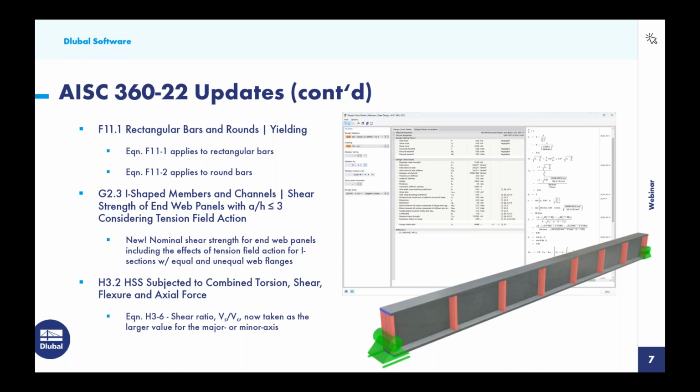And finally, we have section H3.2, HSS subjected to combined torsion, shear, flexure, and axial force. There's a clarification here that in equation H3-6, the shear ratio should be taken as the larger value of the major or minor axis. Previously in the 2016, we were adding these values together. So that's just a short list here, again, of the relevant changes specific to RFEM.